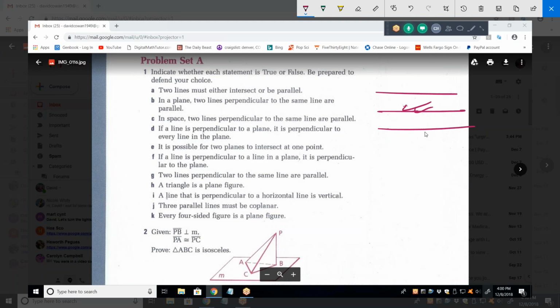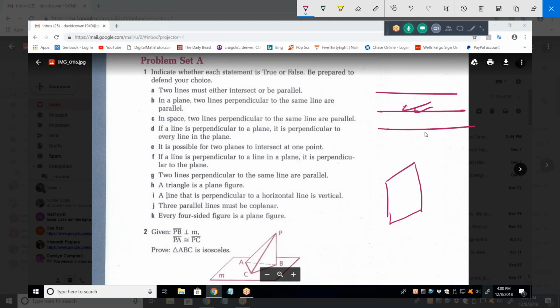Every four-sided figure is a plane figure. Four-sided, is that on one plane? Again, I'm going to introduce a four-sided figure to you that is not a plane figure. Picture a playing card. You know what I mean by a playing card? Yeah. Now bend it a little bit.